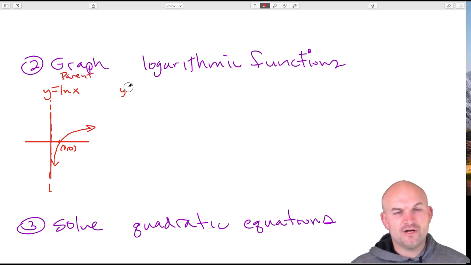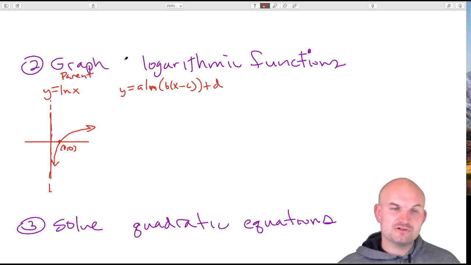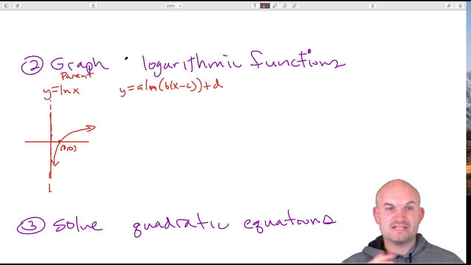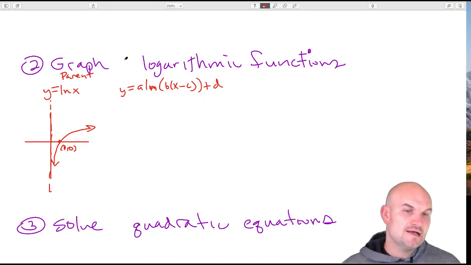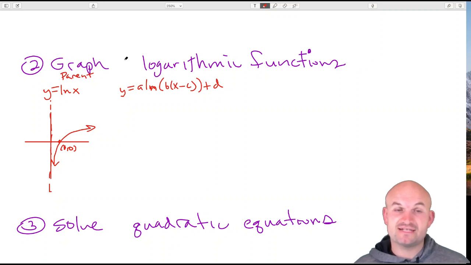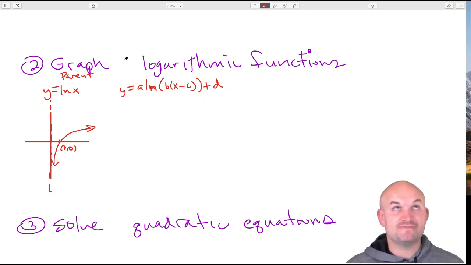So if I had y equals a times ln of b times x minus c plus d. All right. So again, just remember a is going to be vertically stretching or compressing the graph, as well as reflecting about the x-axis. B is going to be horizontally stretching or compressing the graph, as well as reflecting about the y-axis. C is shifting the graph left or right, and D is shifting the graph up or down.